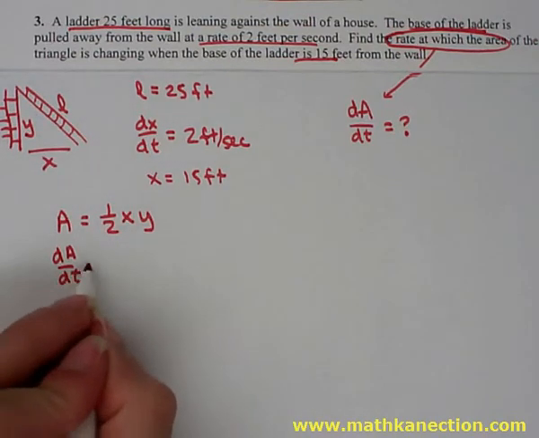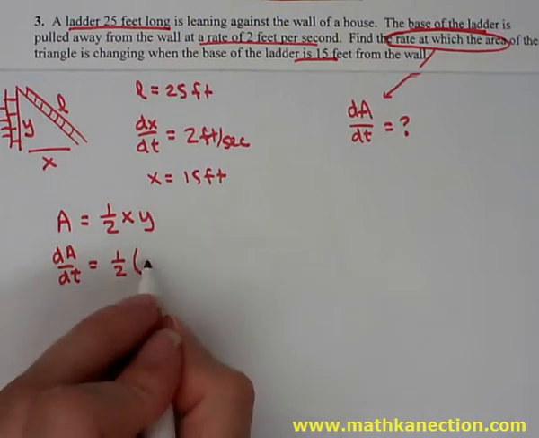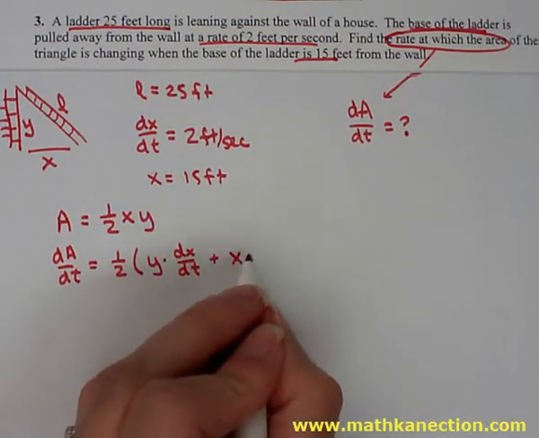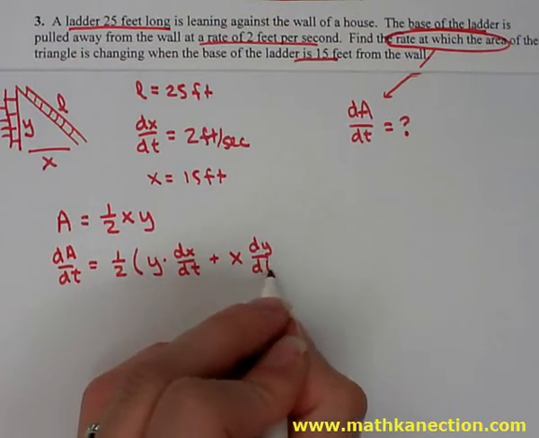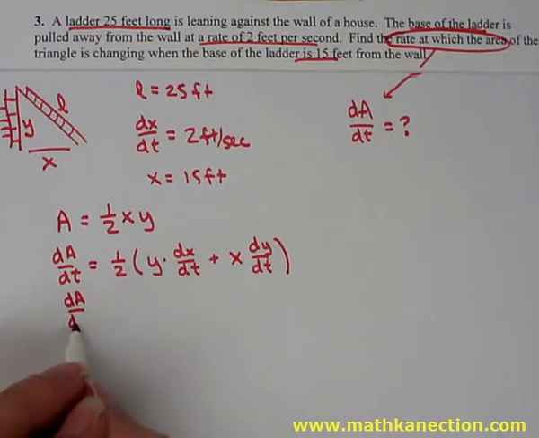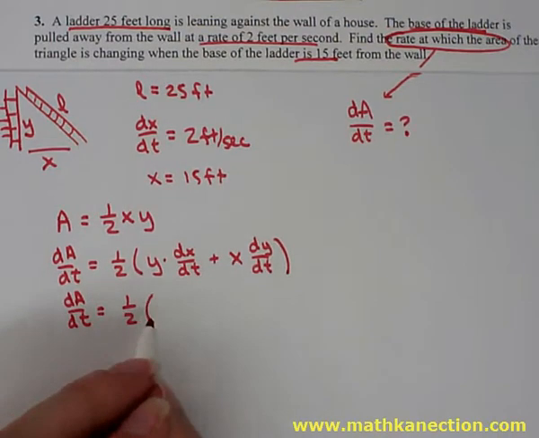Deriving the area with respect to time, we'll have 1/2. Now we have a product rule because x and y are both changing. So we have y times dx dt plus x times dy dt using the product rule. Now replacing in the given values, dA dt we don't know, equals 1/2 the value of y.